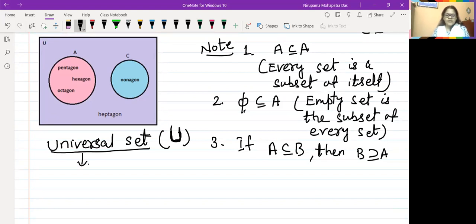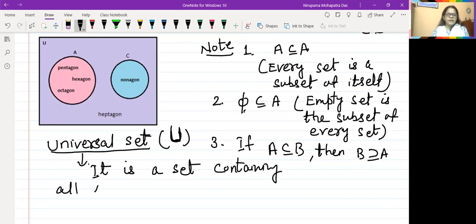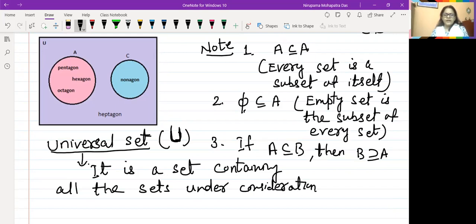So what is universal set? It is a set containing all the sets under consideration. So what does it mean by under consideration? It is the set which contains all the sets under consideration. So it means a set containing all other sets basically.